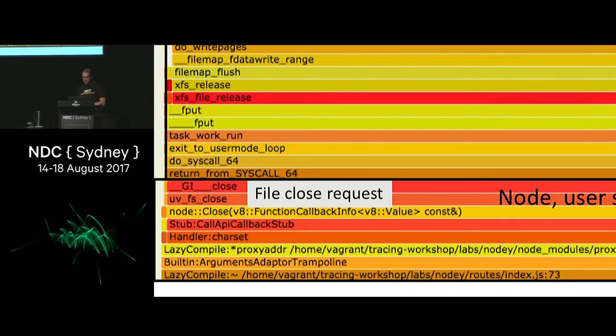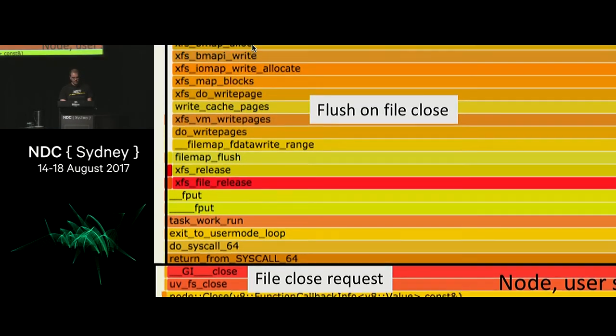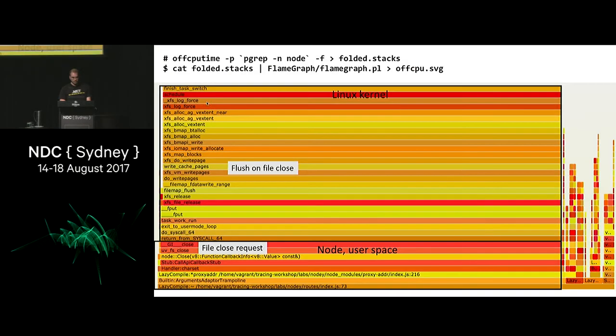That's something in my code. And what it seems to be doing is closing a file or something similar. And this code is still in V8. So node close, UV, FS close, that's still C++ in V8 in the node runtime. But then this whole section going all the way up, that is kernel code. That's kernel functions in Linux.